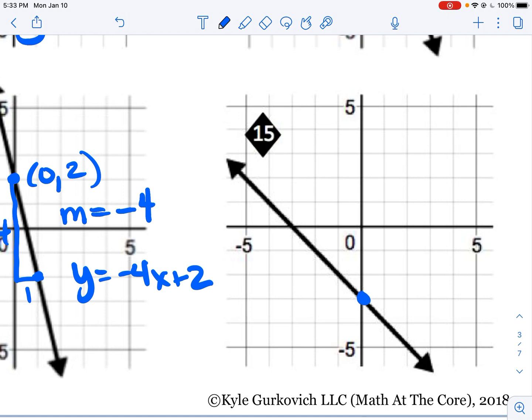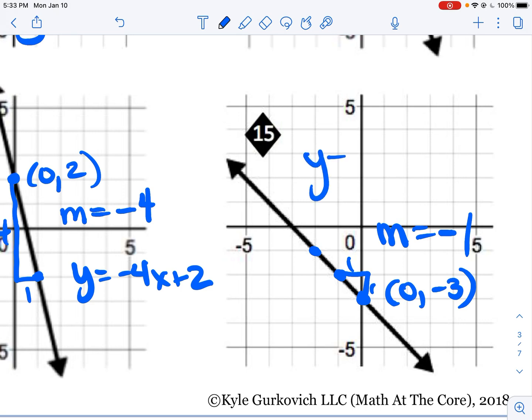Last but certainly not least, it's the point (0, negative 3). It's a negative slope, and that would be 1. So y equals negative x minus 3.